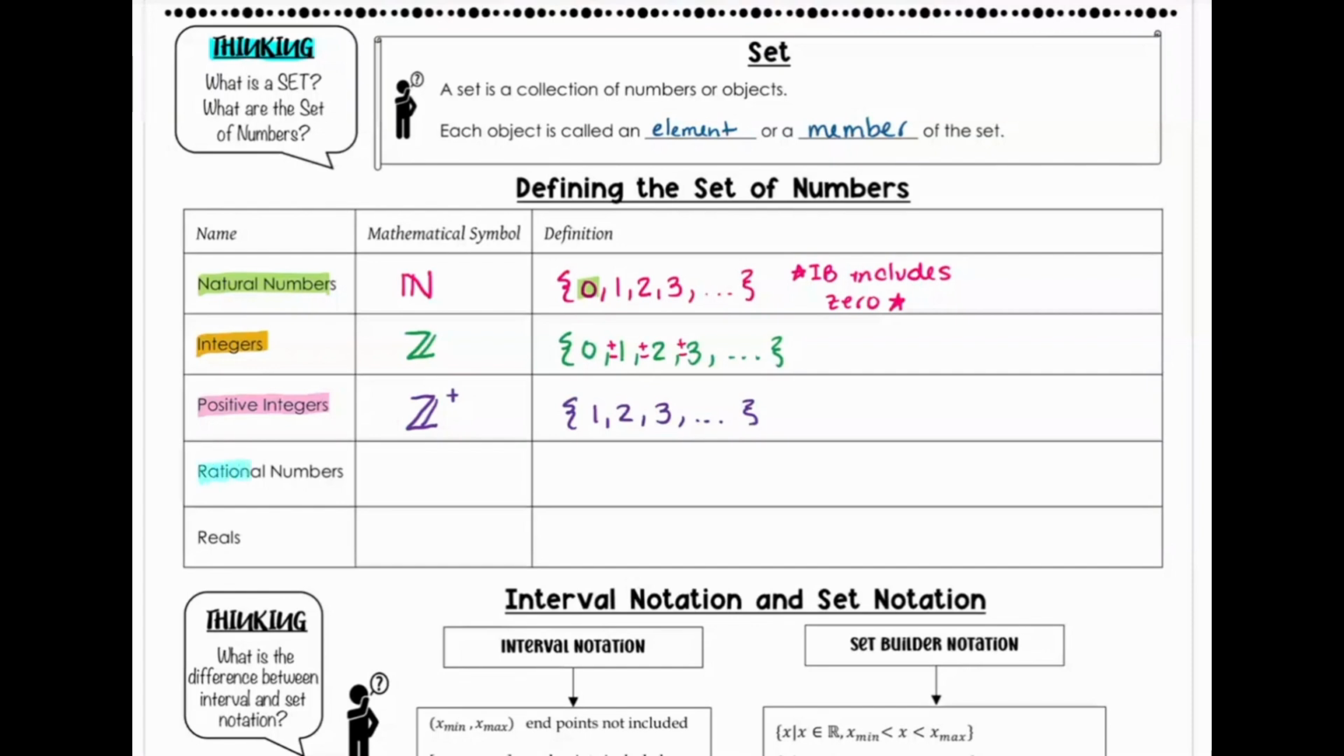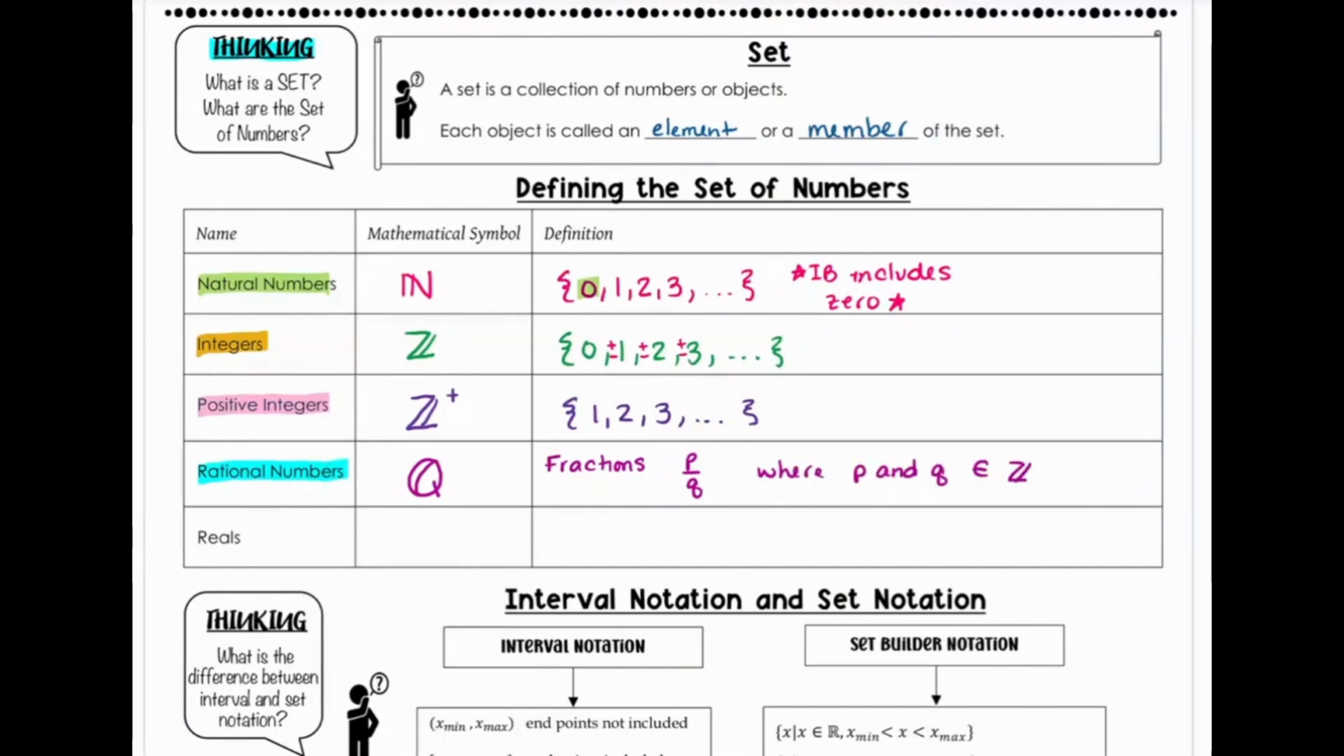We have the rational numbers. The rational numbers' mathematical symbol is a Q, and the rational numbers include all numbers that can be written as a fraction, where the numerator and denominator are elements of the integers.